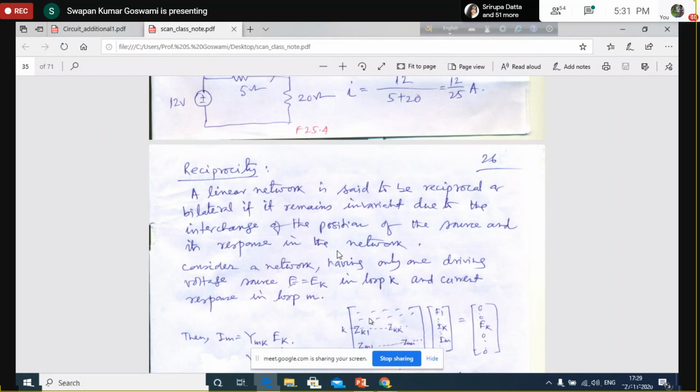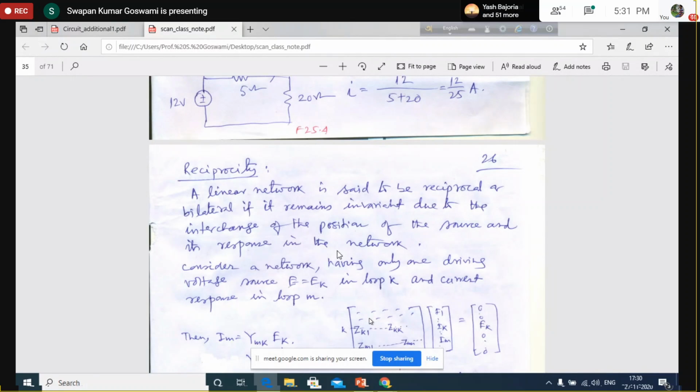That means since I have not changed the magnitude of the source, I have kept it constant. Response value, that means current value. In our case, the source was voltage, the response was current, so the response value also remains unchanged. Am I clear? And this is the reciprocity theorem. In a linear bilateral network, this reciprocity theorem will hold good.